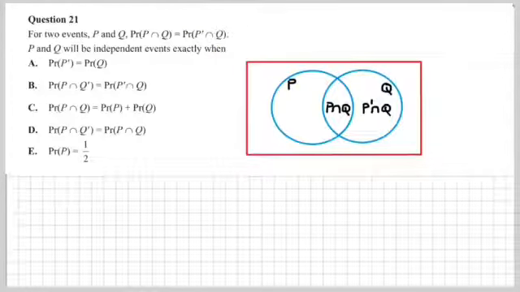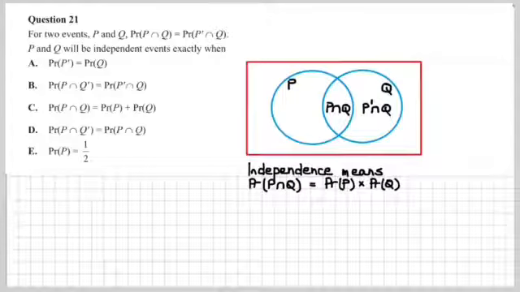Alright? Now let's go with this. Independence is the other bit of information they've given us. So P and Q will be independent events exactly when the probability of P and Q will be the probability of P times the probability of Q. You get that, don't you?